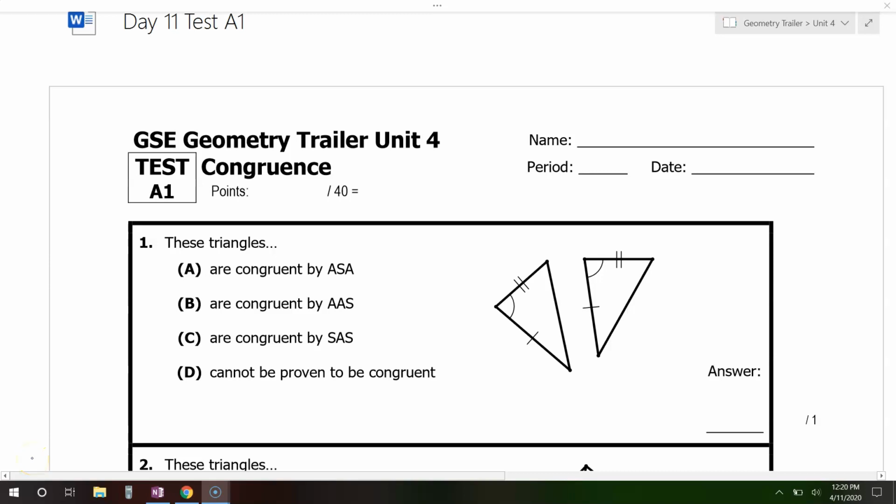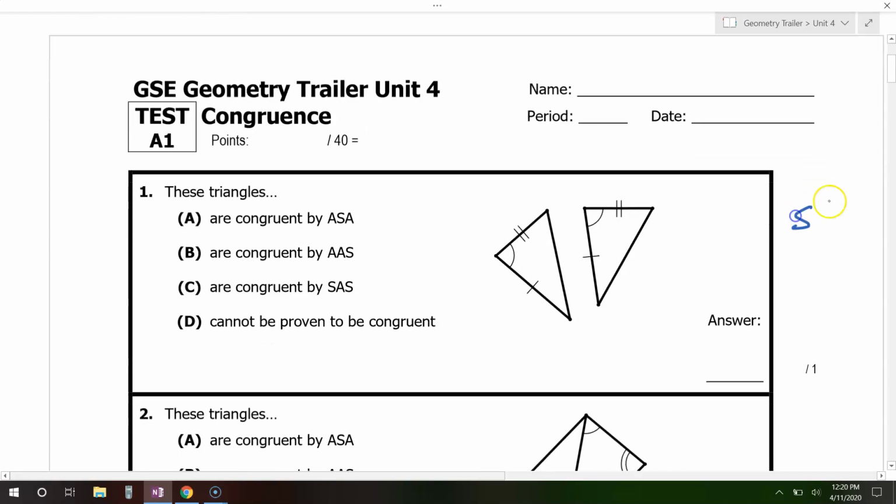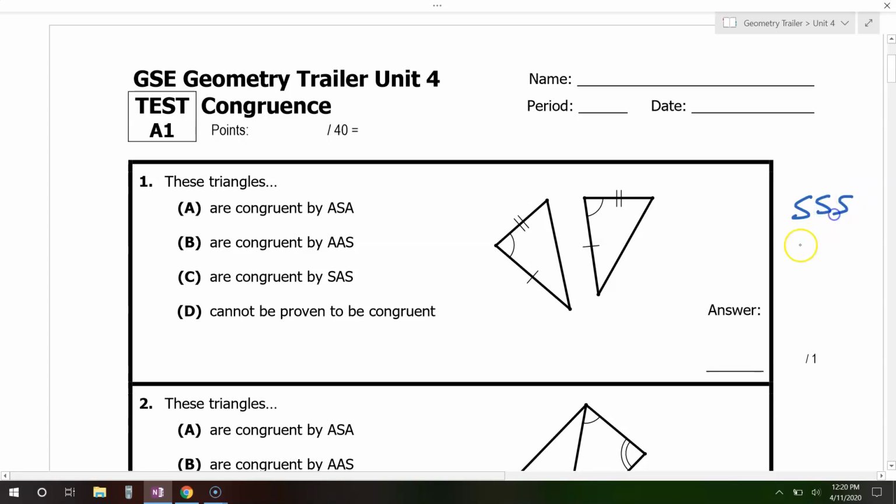In this video, I will show you how to prove that triangles are congruent using side, side, side, side, angle, side, angle, side, angle, angle, angle, side, or hypotenuse leg.